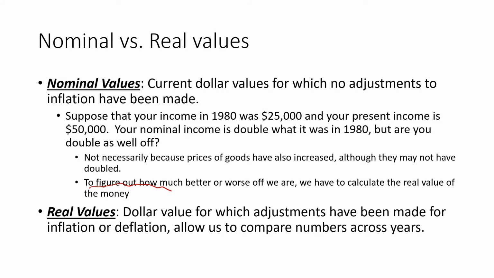So to compare numbers across years, we have to calculate the real value of the money. Okay, so the real value is the dollar value for which adjustments have been made for inflation or deflation. Sometimes the dollar value increases, which would be deflation. So that allows us to compare numbers across years.